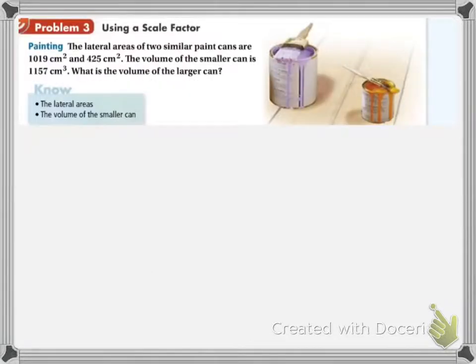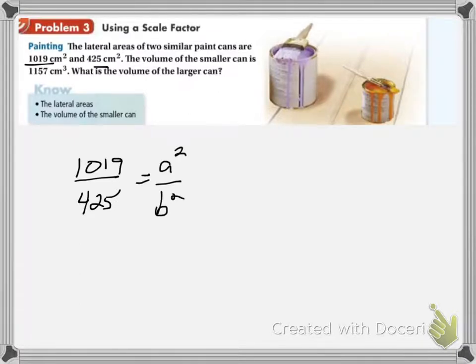Problem 3 talks about using the scale factor. They give me the lateral areas of two similar paint cans are 1,019 centimeters squared and 425 centimeters squared. The volume of the smaller can is 1,157 centimeters cubed. What is the volume of the larger can? So again, you have to use the two areas to find the scale factor first. It doesn't really matter how you put them, but I'm going to go 1019 over 425, and that's going to give me a squared over b squared. Why? Because it's talking about areas. Remember, the ratio of areas is a squared over b squared. How do I solve? Square root.